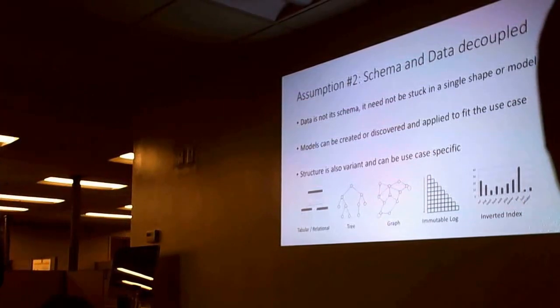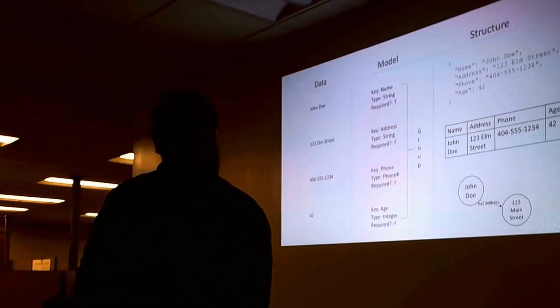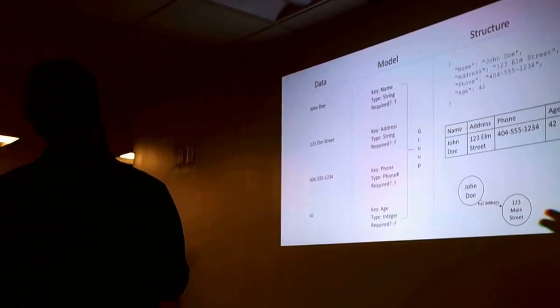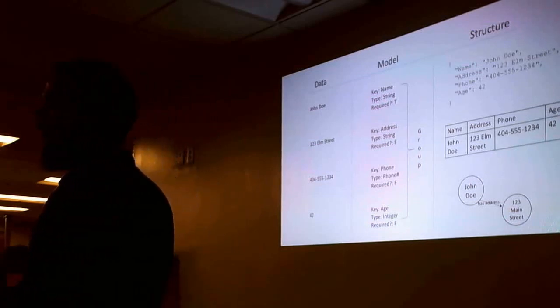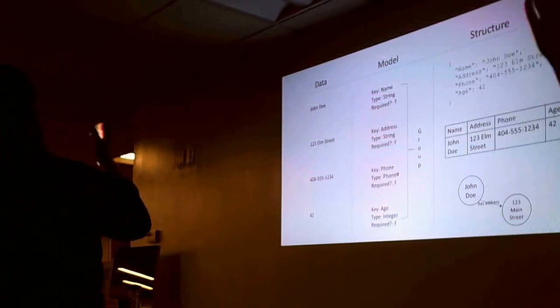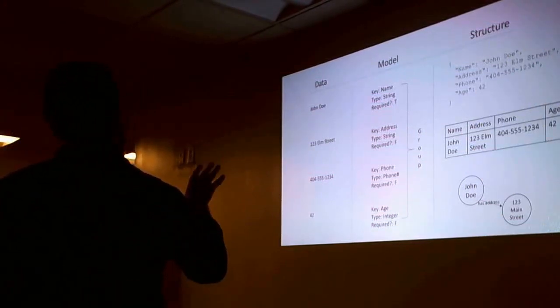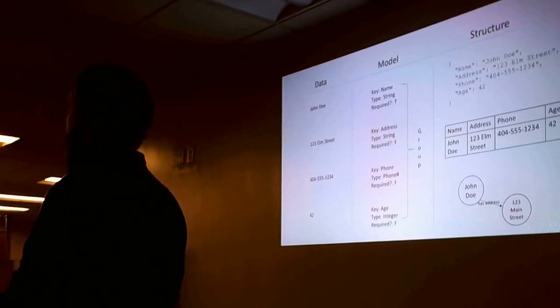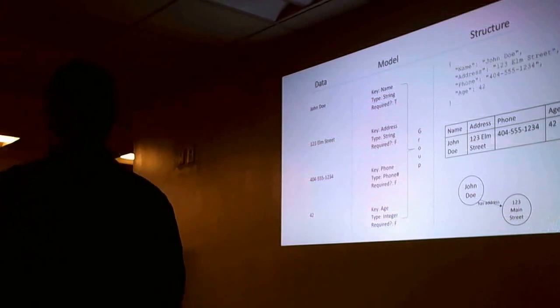And here's an example of this. I hope it breaks it down a little bit better. So we have data. These are the actual values. This is the information, the hard facts, the business data that you have. John Doe, 123 Elm Street. Without a model, this data is fairly meaningless, right? You could probably infer what it is, but a computer is not necessarily, at least at this point, going to be able to infer this.